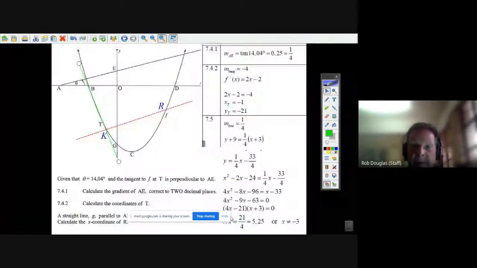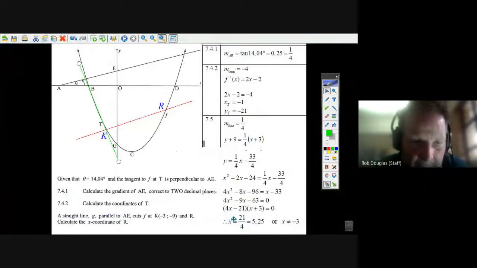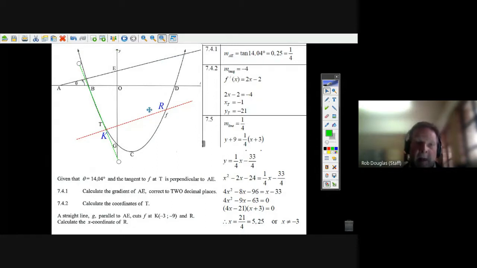Okay, we're going to do the second part of the parabola question. Here we are. They give you this parabola here. They tell you that's 14.4 degrees, and they tell you that it's tangent to, at t. There's a tangent at t. That means a line that just touches there on the parabola. It's perpendicular to this line here.